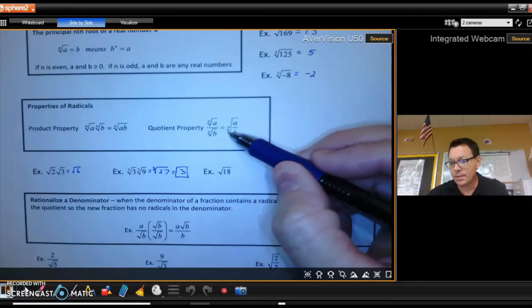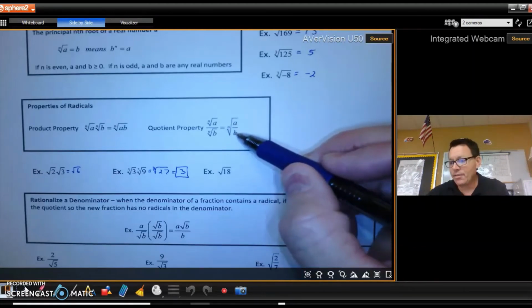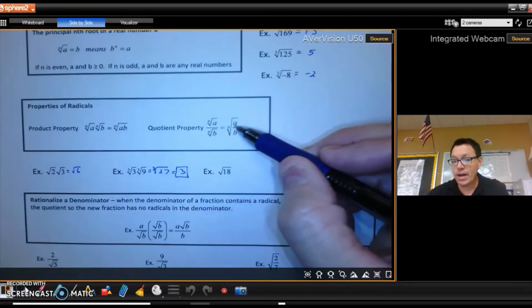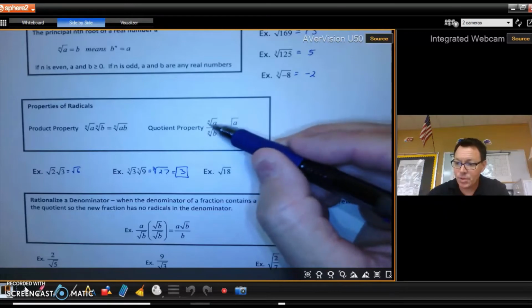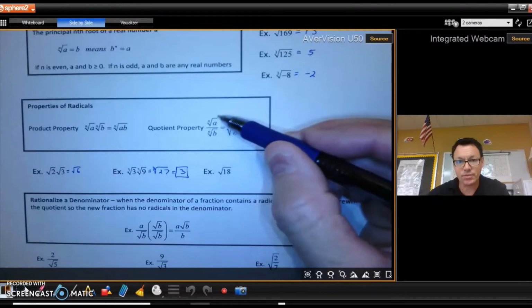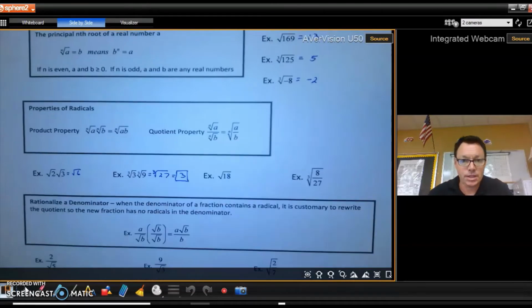If I'm taking the square root of 25 thirds, well, 25 is a perfect square. So I may want to re-split that up so that I can actually take the square root of the 25 and simplify it. So being able to go both directions is helpful.